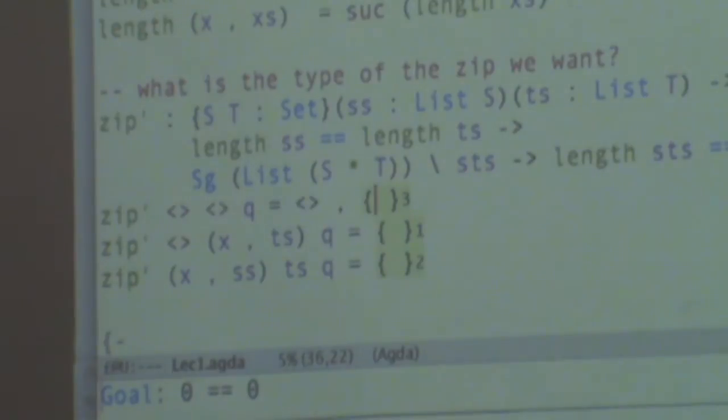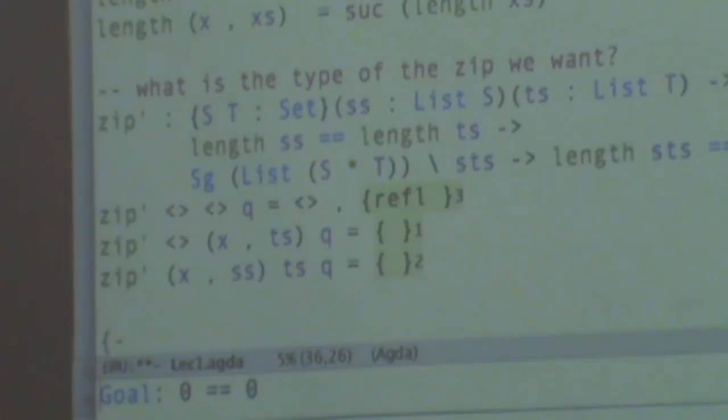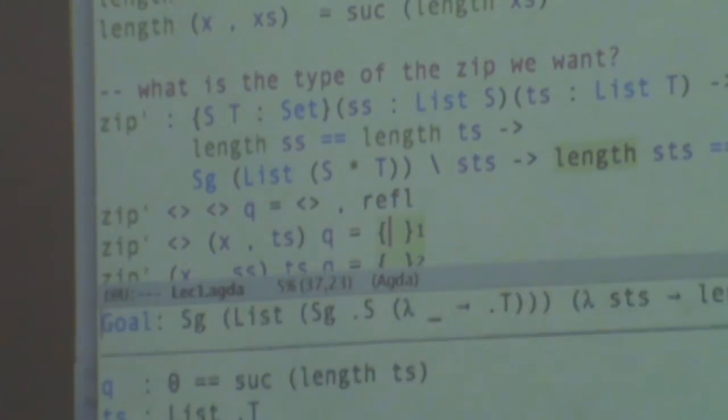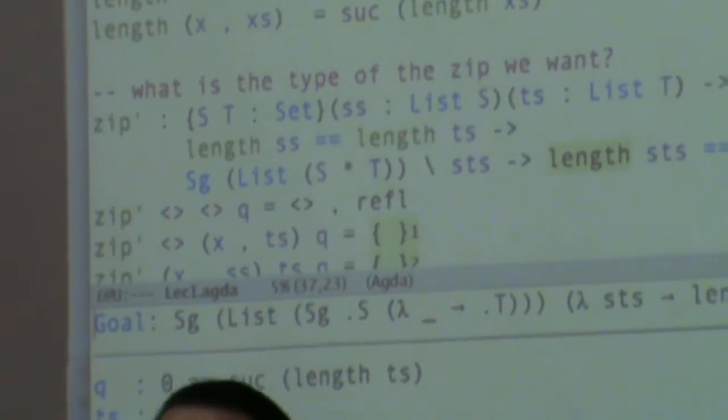Can I prove that 0 equals 0? Yes, I can. The name of the proof that something equals itself is REFL, for reflexivity. Okay, now, let's look at this troublesome case. I have, amongst my assumptions, the extraordinarily useful piece of information that 0 is equal to a successor. That's to say, the length invariant has been violated.